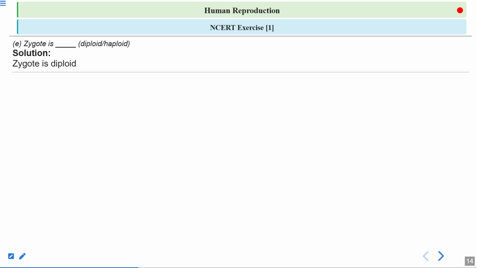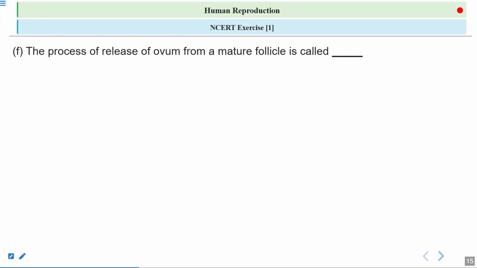Okay, means in zygote 23 chromosomes are coming from the male and 23 chromosomes are coming from the female. So zygote will have 46 chromosomes. And zygote is formed by fusion of the male and the female gametes. Both the gametes have 23 number of chromosomes. So zygote will have 46 chromosomes. It is a diploid structure.